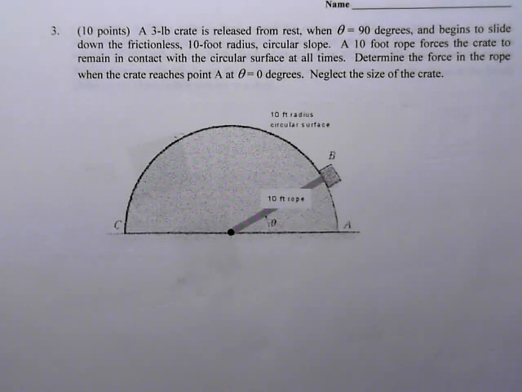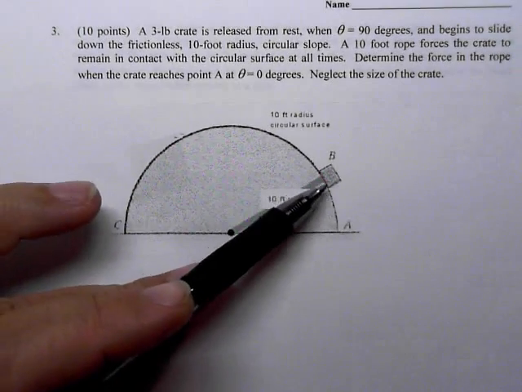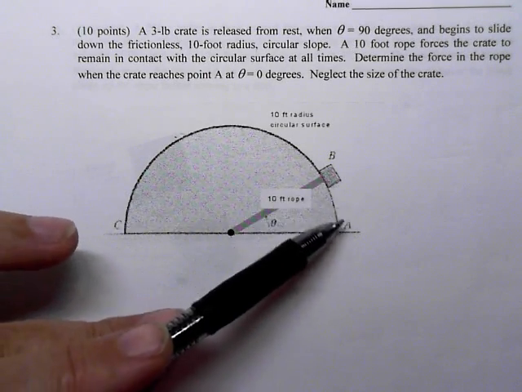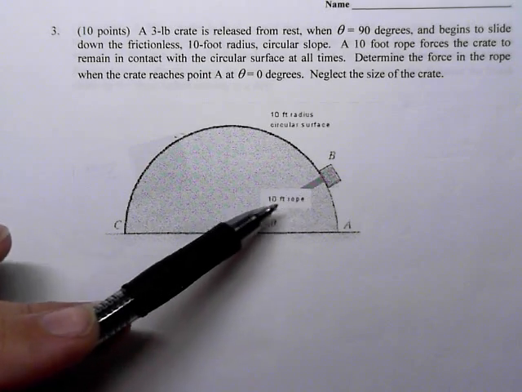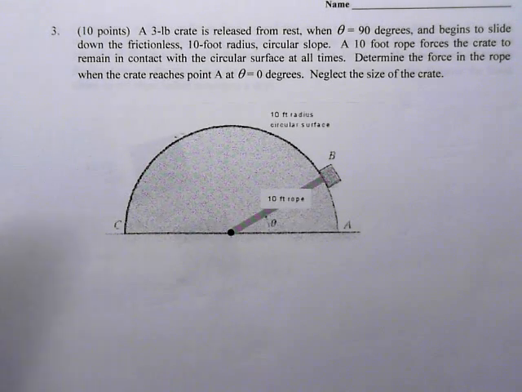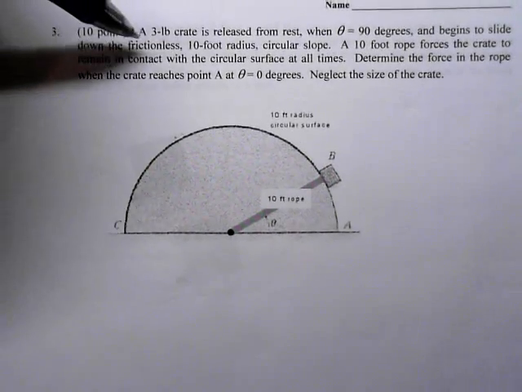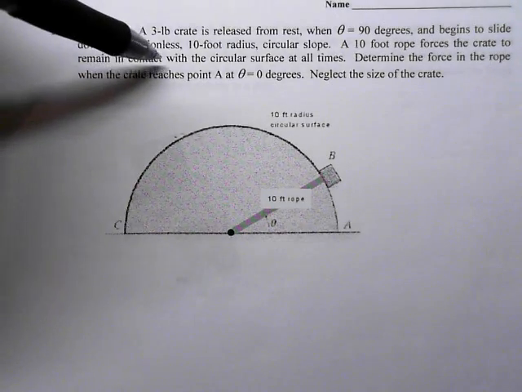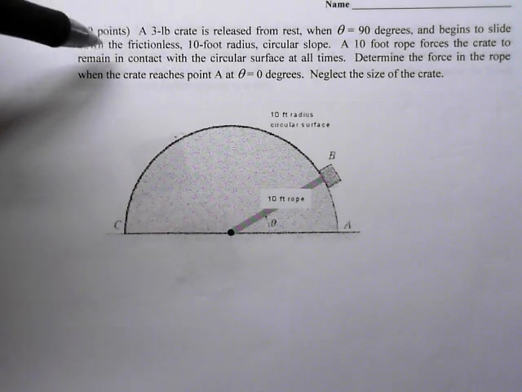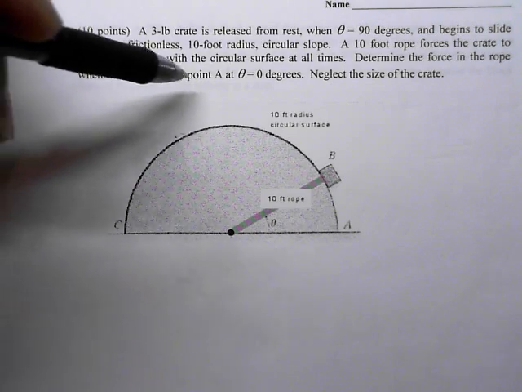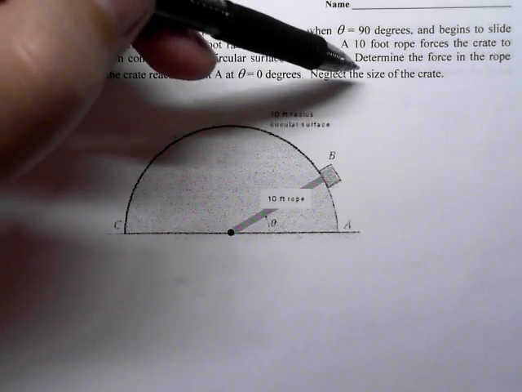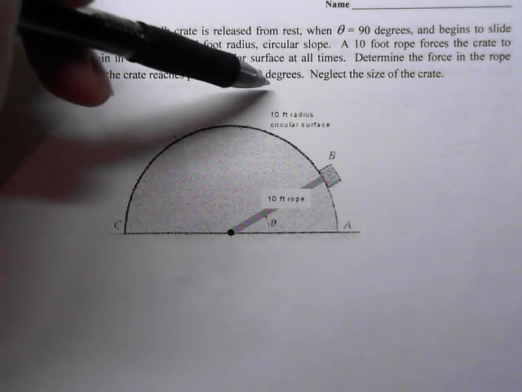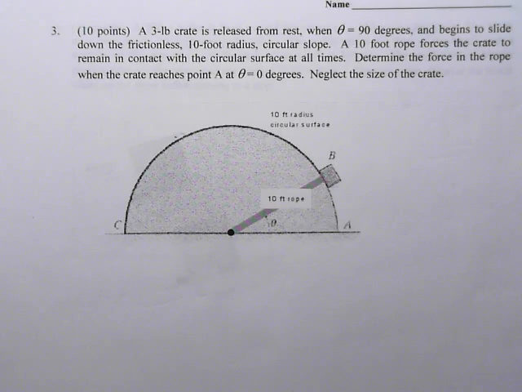Problem number 3 has a hemispherical surface and a block sliding down that surface. It's a perfectly circular surface, and we have a perfect rope of perfect radius to hold the block on the hill. So this says we have a 3-pound crate released from rest up at the top when theta is 90 degrees, and it begins to slide down the frictionless 10-foot radius circular slope. A 10-foot rope forces the crate to remain in contact with the circular surface. Determine the force in the rope when the crate reaches point A at theta equals 0 degrees. Neglect the size of the crate.